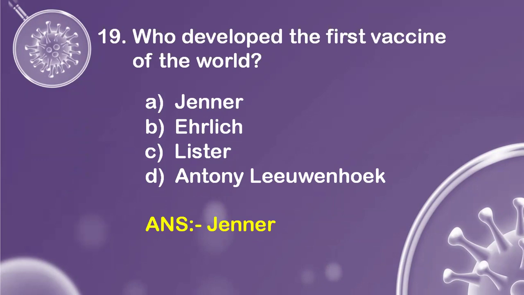As we discussed in the previous slide, Edward Jenner was the first person who introduced the smallpox vaccine, in the year 1796. Because of this successful and effective vaccine developed by Edward Jenner, smallpox has been eradicated.